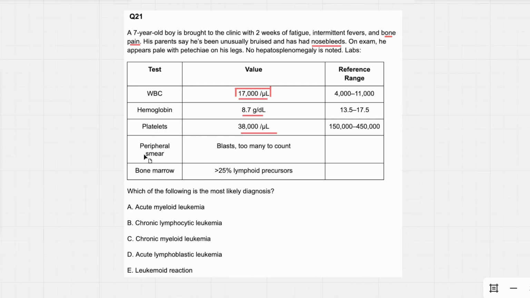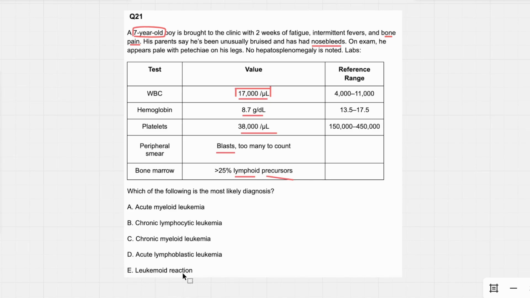Then they give us the special stuff. These are the differentiating factors here, the peripheral smear and the bone marrow. So blasts, too many to count. And then over 25% lymphoid precursors. That's really important. And of course, also really important when you're thinking about blood cancers is the age of your patient. So we got a 7-year-old. All right, let's see if there's anything we can cross off. I mean, if you see this and you just know nothing about blood cancers, you are going to get rocked. Let's try and correct that.